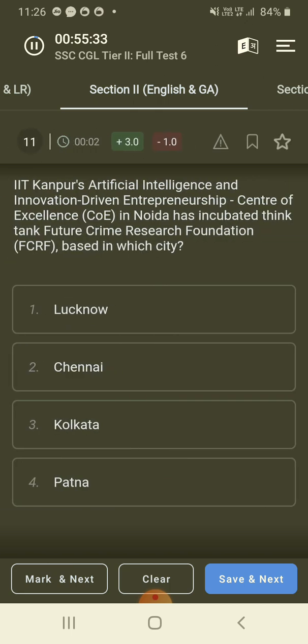IIT Kanpur Artificial Intelligence and Innovation Driven Entrepreneurship Center of Excellence in Noida has incubated think tank Future Crime Research Foundation based in which city?